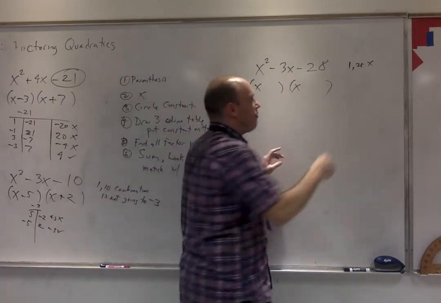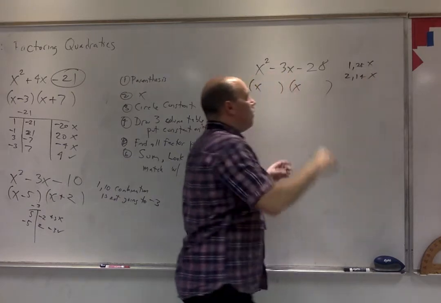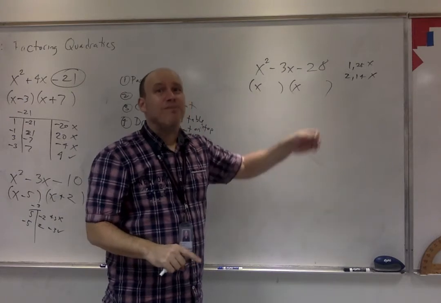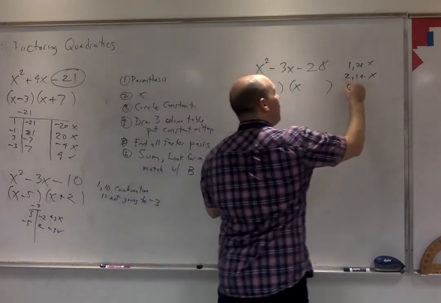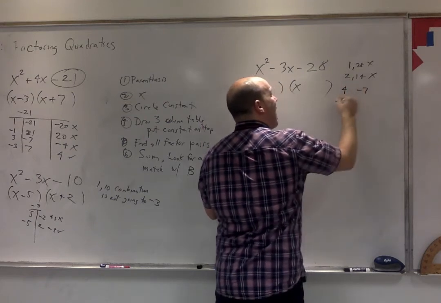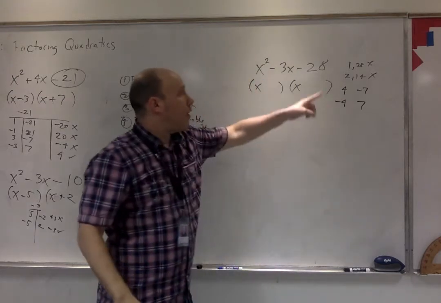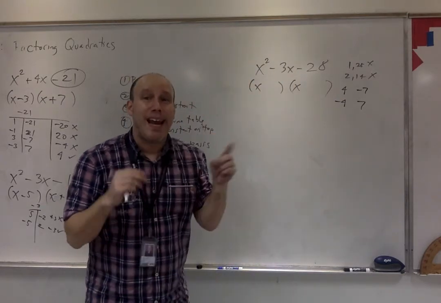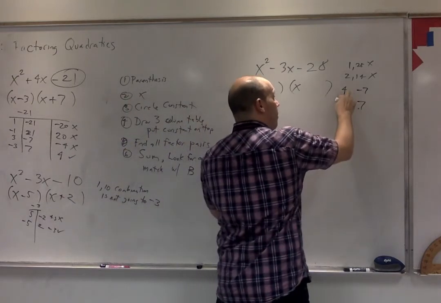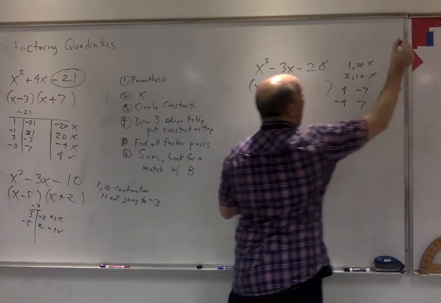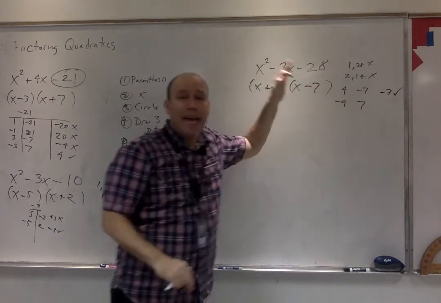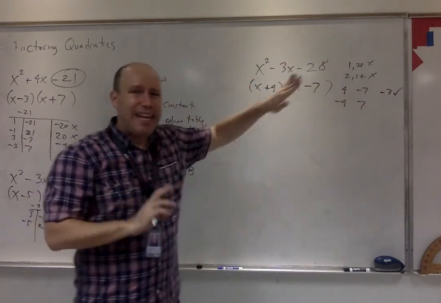How about 2 and 14? That's not getting me to 3. Let's see. 1, 2, 3, 4, 7? Yes. The 4 and 7. So maybe I'm going to write 4 and negative 7 and negative 4, positive 7. One of those pairs is getting me to negative 3. I see it. I'm just really not sure which one. Okay, write them down. 4 minus 7, negative 3. You have your match. (x plus 4)(x minus 7). Write these down. I know some kids are like, I can do it in my head. Get it down on your paper.